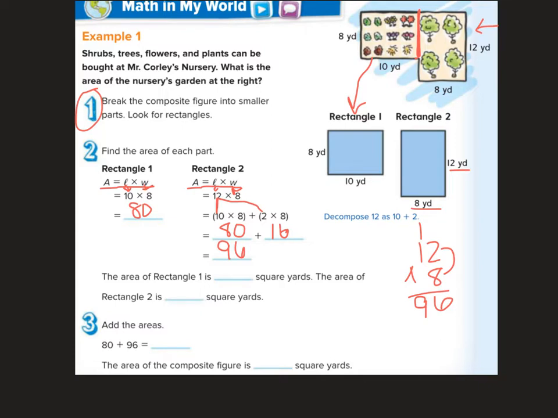So the area of rectangle 1 is 80 square yards. The area of rectangle 2 is 96 square yards. So if we add those two numbers together, 96 plus 80, we would get 6, 9, and 8 makes 17. So it would be 176 square yards.